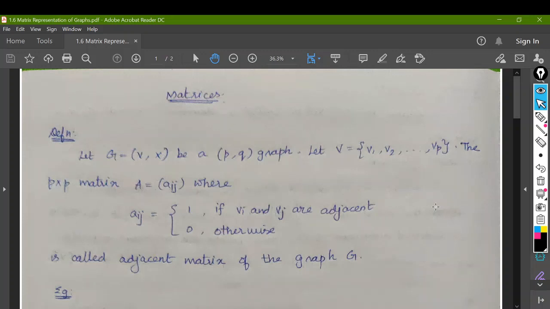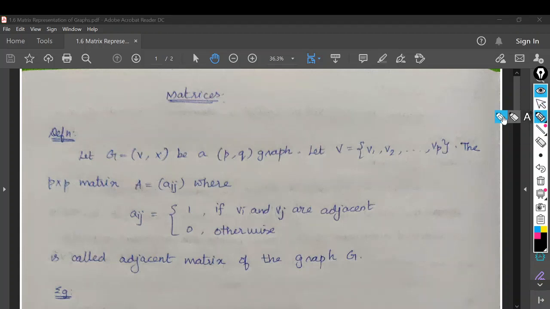In this video we are going to learn how to represent a graph by means of matrices. We are going to represent a graph by means of two types of matrices. One is the adjacency matrix and the second is the incidence matrix. As we know earlier, adjacency can be talked about between either two vertices or two edges.